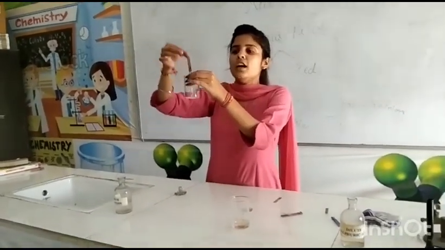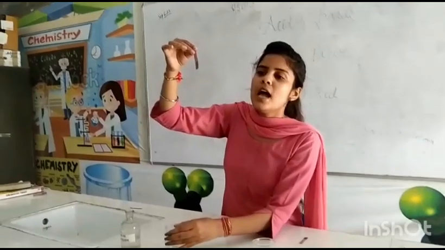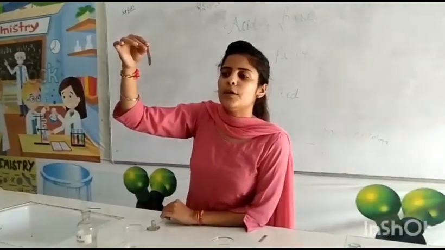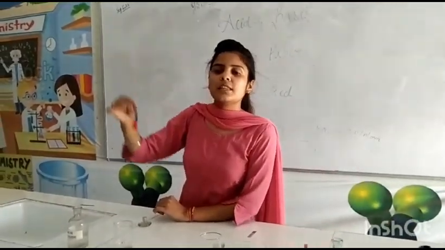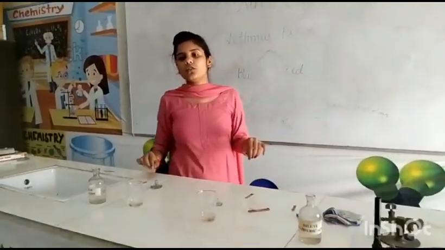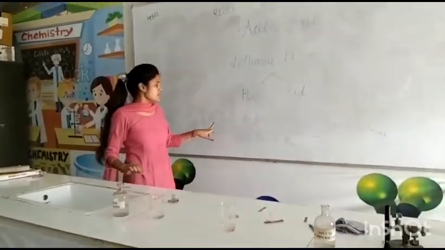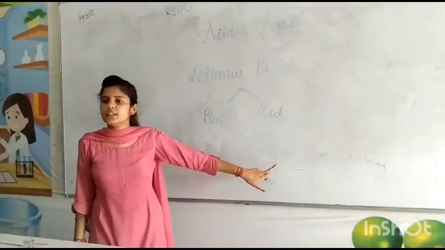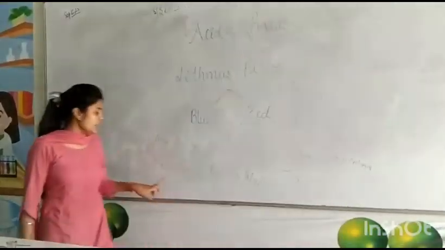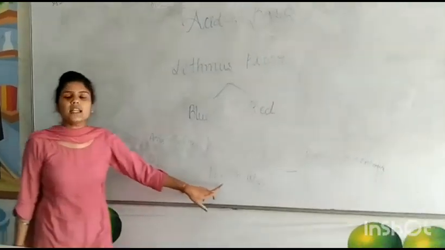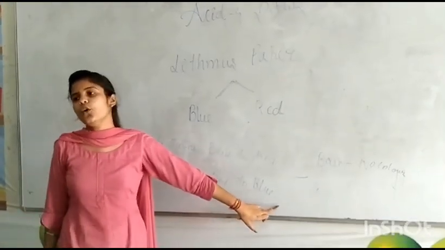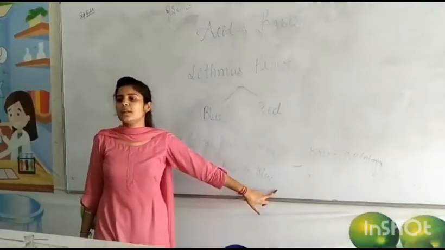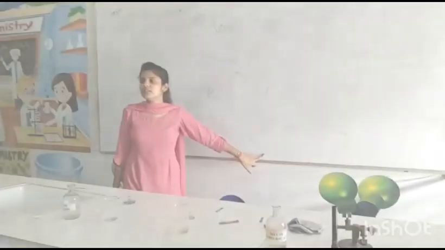You are able to see now? Yes. This red litmus paper gets converted into blue litmus paper. So from this experiment, we have concluded that in the acidic solution, blue litmus paper gets converted into red, and in the basic solution, red litmus paper gets converted into blue. Understood this experiment? Yes, ma'am. Clear? Yes, ma'am.